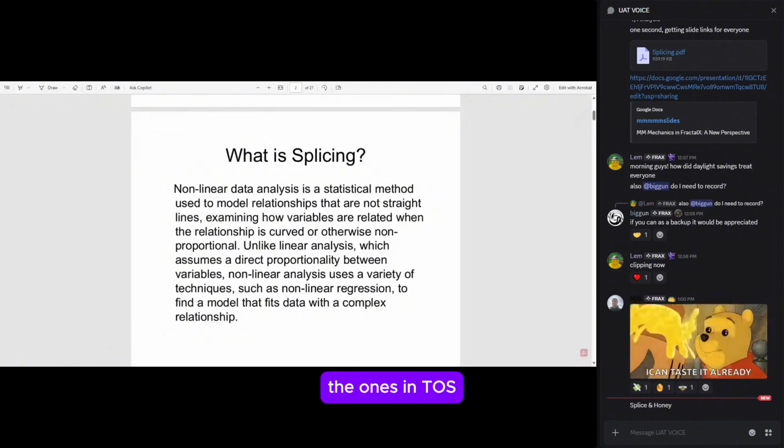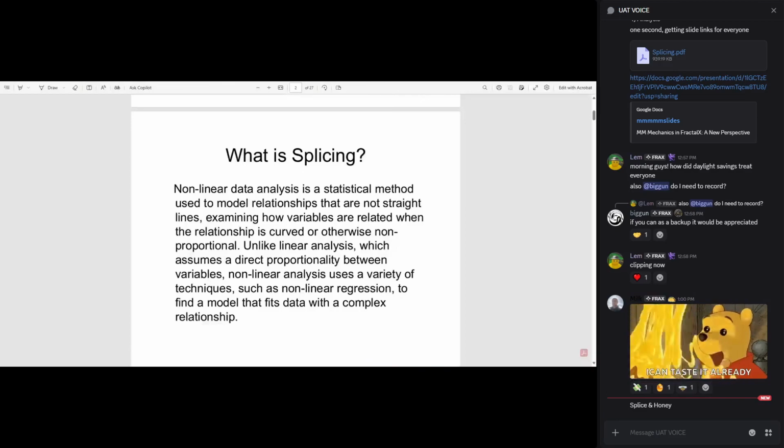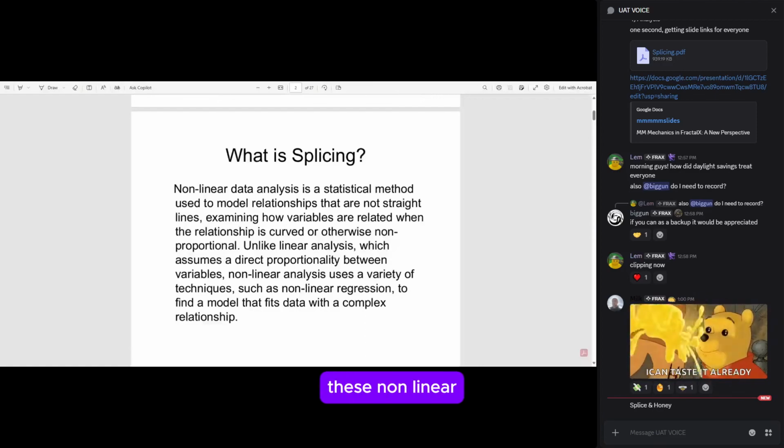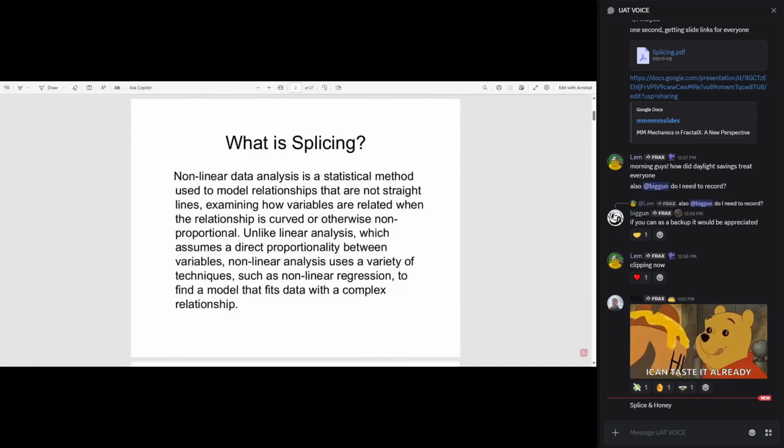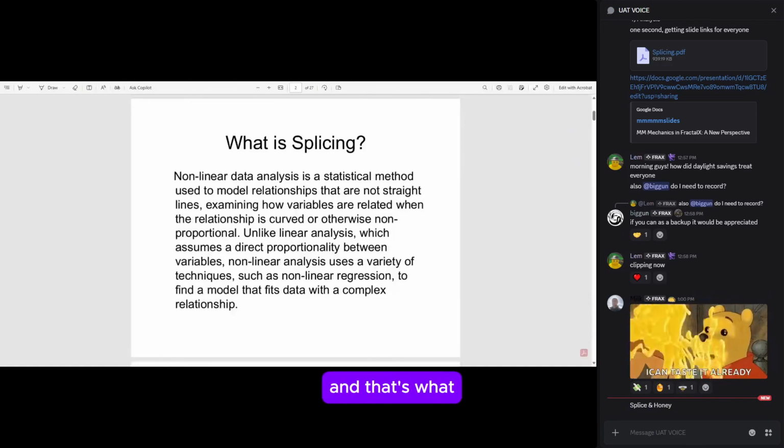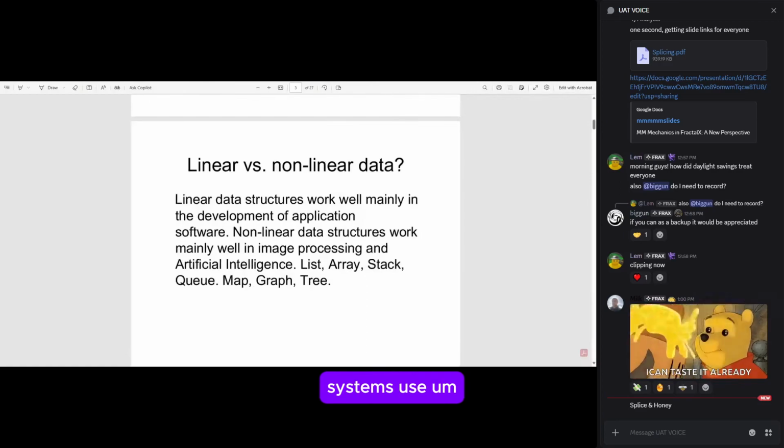The ones in TOS and the one on the system, the purple vector. We're using these nonlinear regression techniques to create our models for the splicing. And the difference is in the linear data structures, and that's what all the retail systems use.